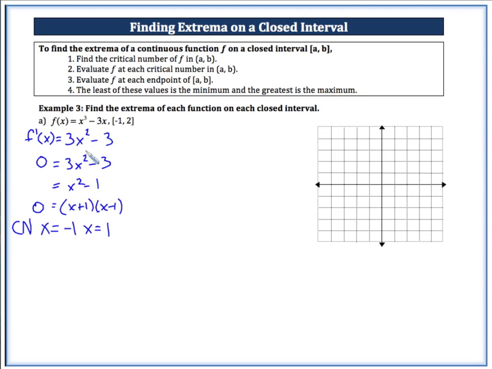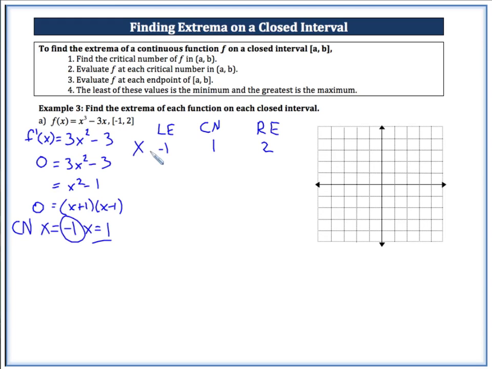Now, is there anywhere the derivative does not exist? Well, no, it's just a polynomial, so it's always going to exist. So as we're finding our extrema now, we're going to set up a table of values. We start with the left endpoint and end with our right endpoint. Left endpoint is negative 1, right endpoint is 2, and we're going to put our critical numbers in between. This critical number is negative 1, and it's the same as the left endpoint, so we're not going to rewrite that. But this critical number is in our interval, so we write our critical number 1 here.